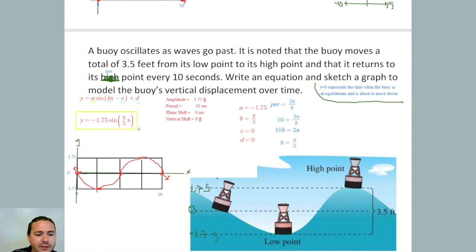So the whole point of this is that you want to be able to identify what the amplitude is, what the period is, what the phase shift is, and what the vertical shift is. Most of these are going to be set up so that the phase shift is 0, but it is possible that you don't start at equilibrium or an extreme, in which case you'd have to figure out what the phase shift is. You just find the distance from 0 to whatever the extreme is. I don't even think there's any like that on your homework.